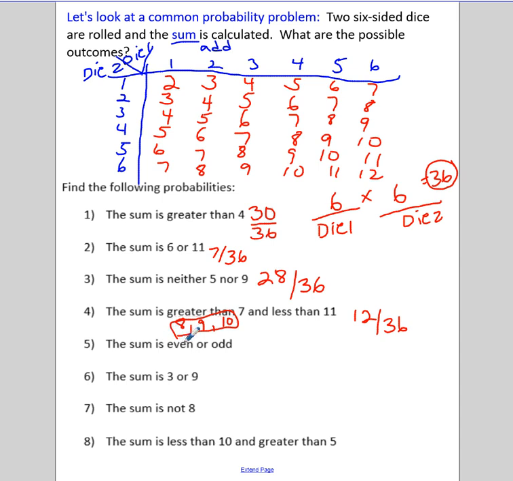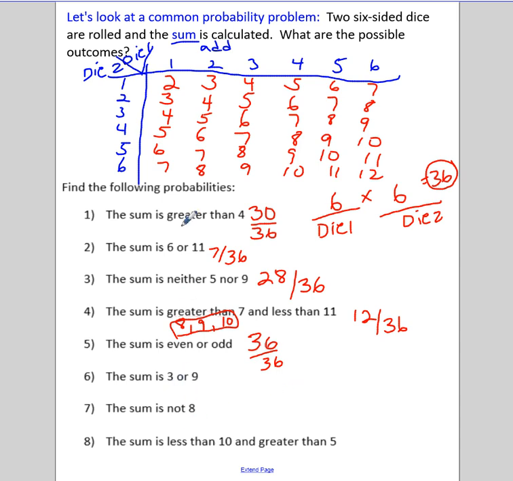All right, number 5, the sum is either even or odd. Well, think about it. Even numbers would be 2, 4, 6, 8, 10, 12, right? Odd would be 3, 5, 7, 9, and 11. So even or odd, every single number on this list that I have written in red here is either even or odd, right? So that probability would be 36 over 36, or in other words, 1. Remember in the beginning we said if something is definitely going to happen, if I say roll 2 die and add them up, what's the probability that your sum is going to be either even or odd? You're going to be like, it's definitely going to be either even or odd, right?